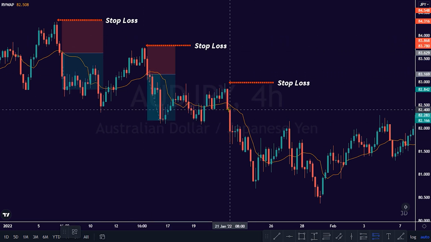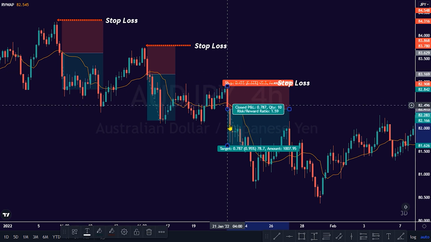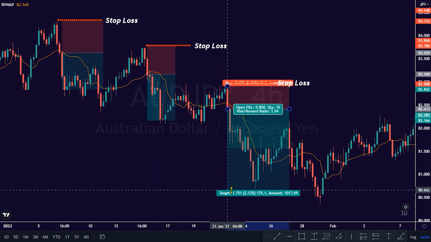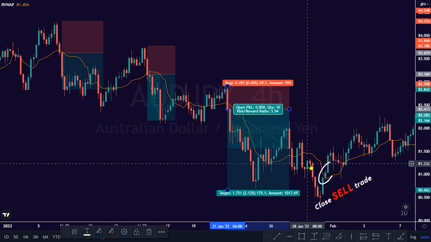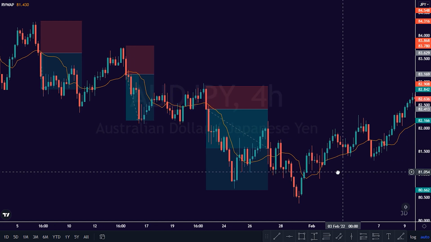Traders can trail their profit as the bearish trend continues downward. Traders can close their sell trade whenever price makes a bullish swing and closes above the rolling VWAP indicator.